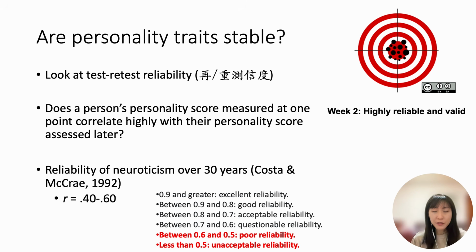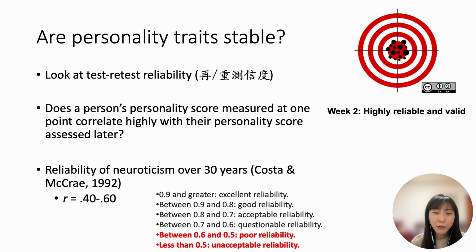When we talked about research methods in week 2, we mentioned the importance of adopting a measure that is highly reliable and valid. Reliable here means to produce similar or the same results across time, and valid means measuring what we want to measure. If we want to learn whether personality traits are stable, we may look at test-retest reliability. Does a person's personality score measured at one point in time correlate highly with their personality score assessed later?